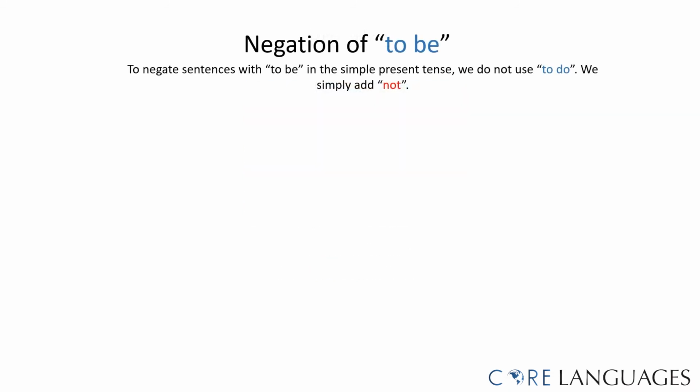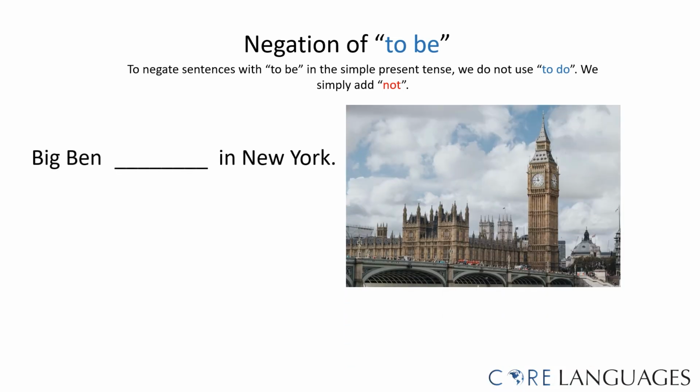To negate sentences that only use the verb to be, we do not use to do. We simply add not. Look at the following sentence. Big Ben is or is not in New York. Big Ben is in London, so we need to negate this sentence. Big Ben is not in New York.